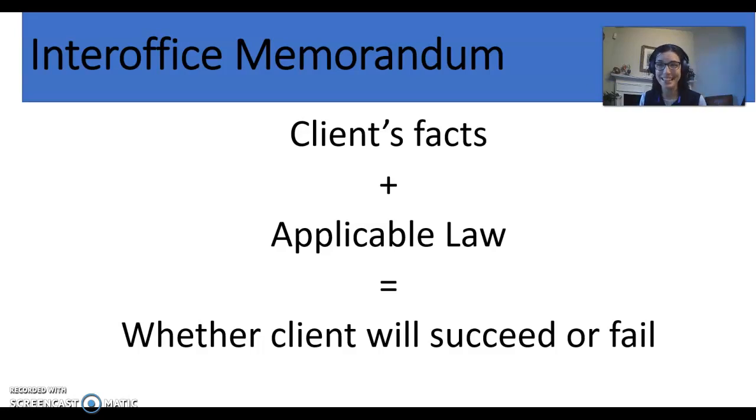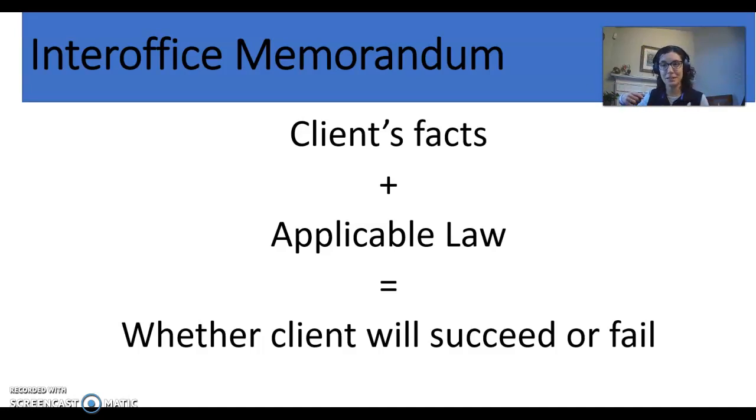Piece number two, and this I should have highlighted on the page here, this is the research portion. We also need to know the applicable law. So in order to answer for our client, yes, you have a very strong case for a pregnancy discrimination lawsuit, or defendant, you have a very strong defense in this lawsuit, we also need to know the law. And here is where all of the first two-thirds of the semester are going to come into play. Because how do we know what the applicable law is? Well, we need to research it.